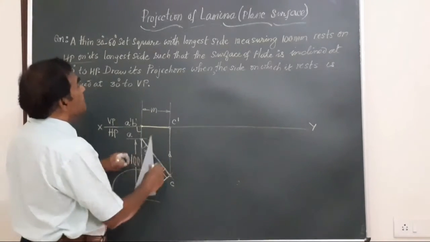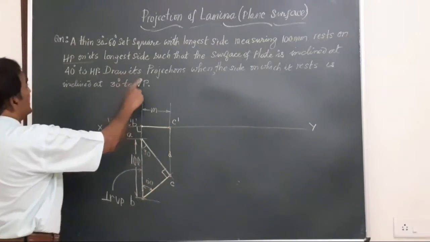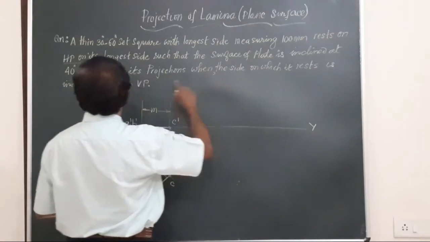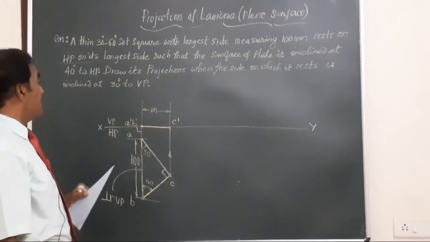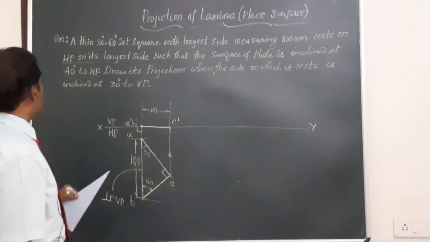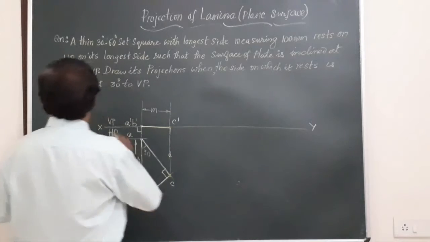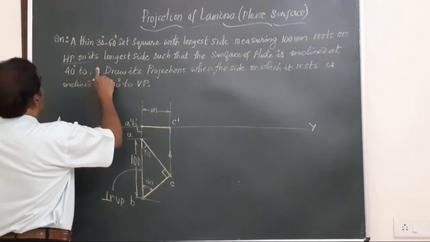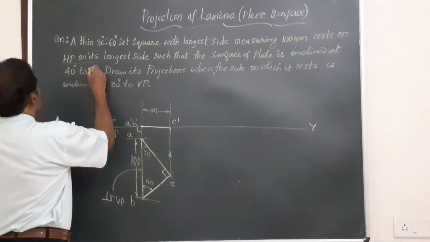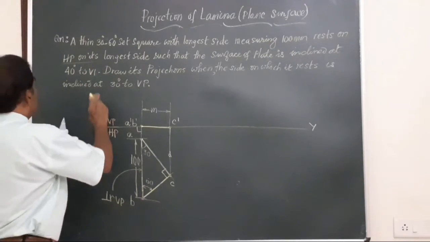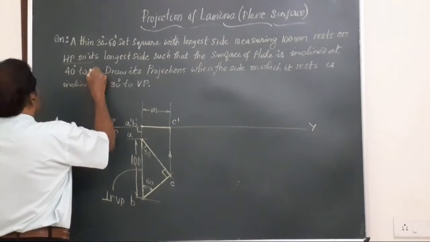He says it is on that longest side. The surface is inclined at an angle of 40 degrees to VP, it should be. So it should be inclined at an angle of 40 degrees to VP. Sorry, this HP is correct. This has to be HP.